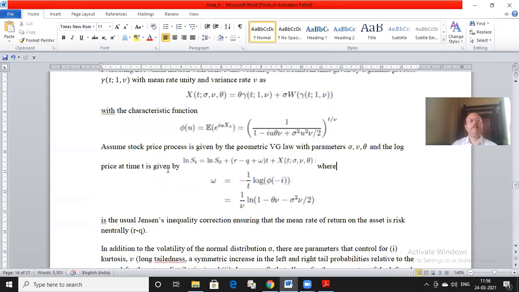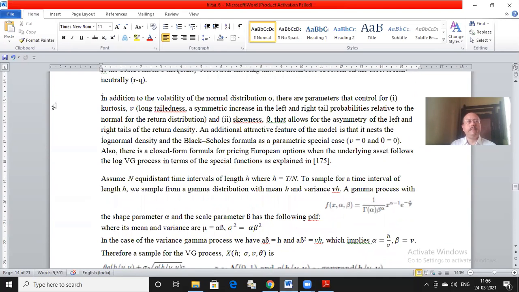Now, variance gamma has various new features. In addition to the volatility of the normal distribution sigma, there are parameters that control for kurtosis. So nu actually controls kurtosis, long-tailedness, which is a symmetric increase in the left and right tail probabilities relative to the normal distribution. So thicker tail. It also controls skewness through the parameter theta that allows for the asymmetry of left and right tails. An additional feature of this model is that it nests the log normal density and the Black-Scholes formula as a parametric special case. So if I put nu equal to 0 and theta equal to 0, I will get back the Black-Scholes formula.